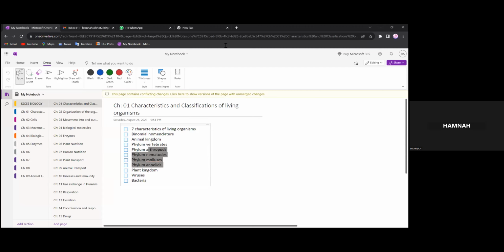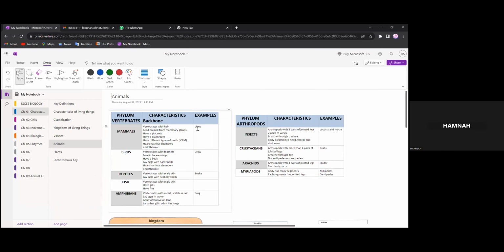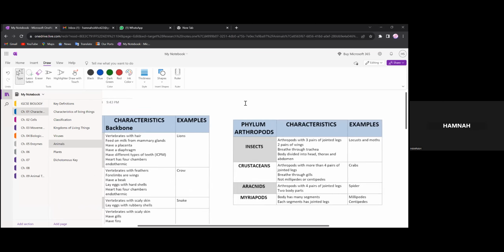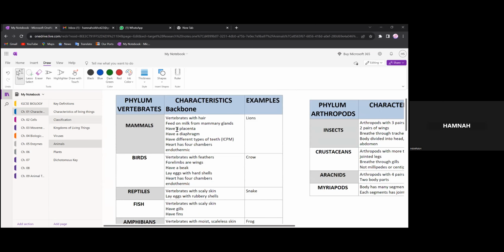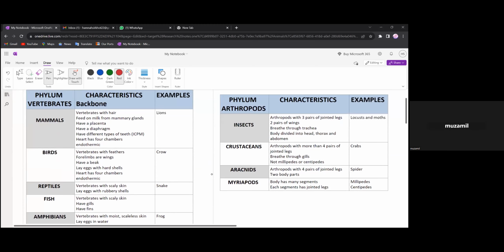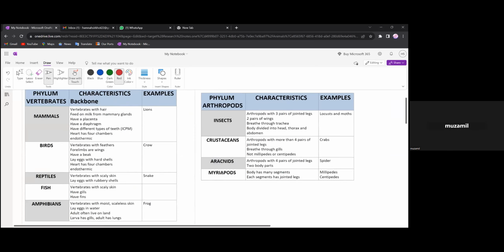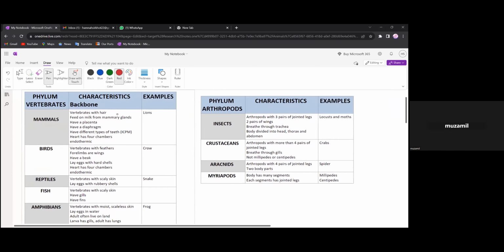Okay, so we're here at vertebrates and phylum arthropods. These are the most important phylums. So, are you familiar with phylum vertebrates? Is it easy? Can I close these tabs? You can only see these two. Phylum vertebrates. Do you know what mammals are?